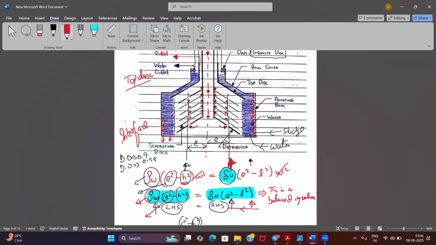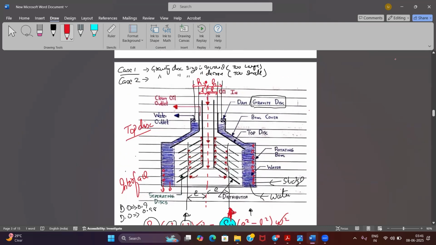This H I can change. This is H square, E square minus H square. So this H I can change. What is this H? It is the distance from the gravity disk to the center line. If I can change the size of the gravity disk, I can change the H value.